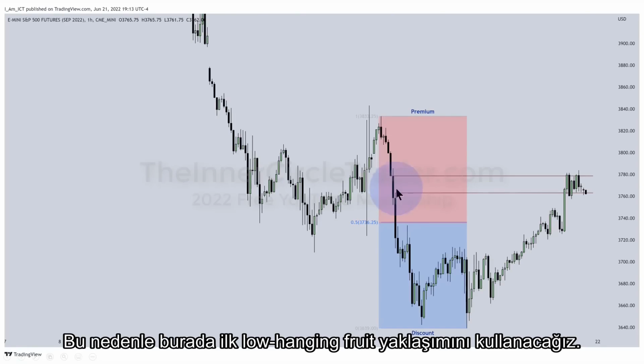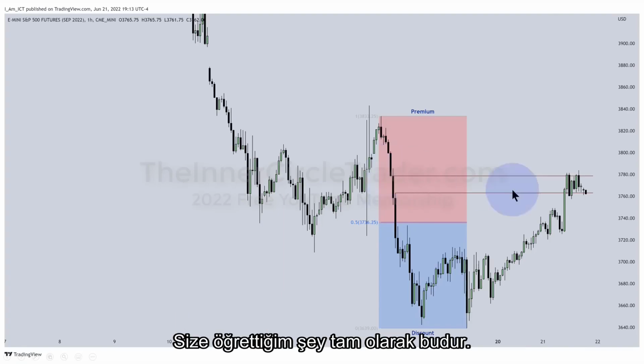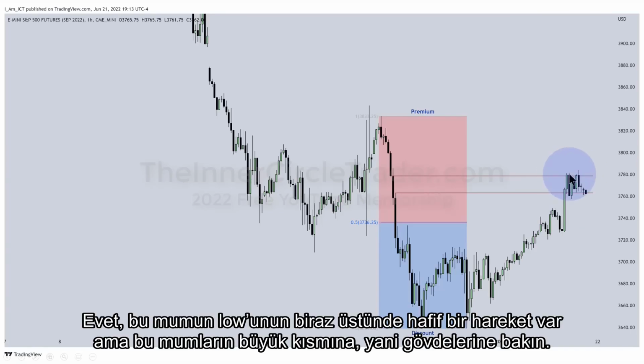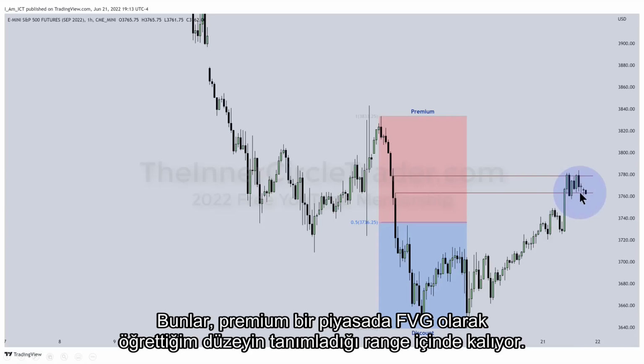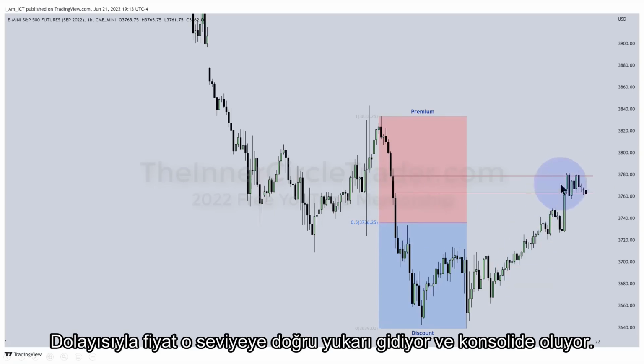So we'll use the first low-hanging fruit approach here. So the fair value gap there, imbalance, sell side only. The market's going to want to revisit that area. This is exactly what I teach you. This is exactly what happened. Look at the bodies of the candles. Yes, there's a little bit of movement just above this candle's low. But look at the bulk of these candles, the bodies. They're staying within that range that's defined by what I teach you as a fair value gap in a premium market. What makes it a premium? It's above the 50% level. So it's gone up into that level here and it's consolidating.